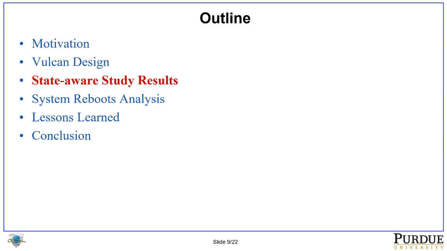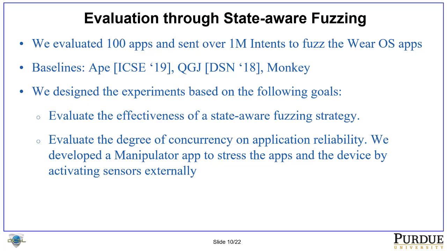Now, I will talk about the results of our state-aware study. We evaluated 100 applications and sent over 1 million intents. We compared Vulcan against state-of-the-art testing tools. Ape, a stateful testing tool that builds a model based on the UI of the application. QEA, a state-agnostic tool that uses an intent injection campaign that basically randomizes the values of the intent. And Monkey, the de facto testing tool that was developed by Google.